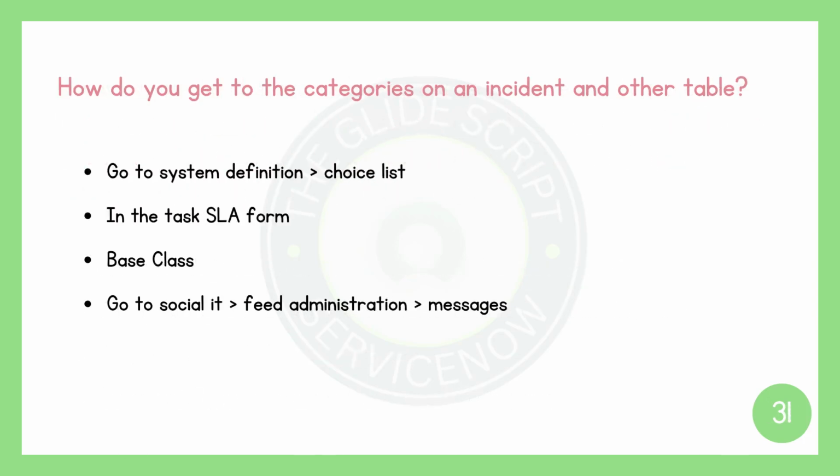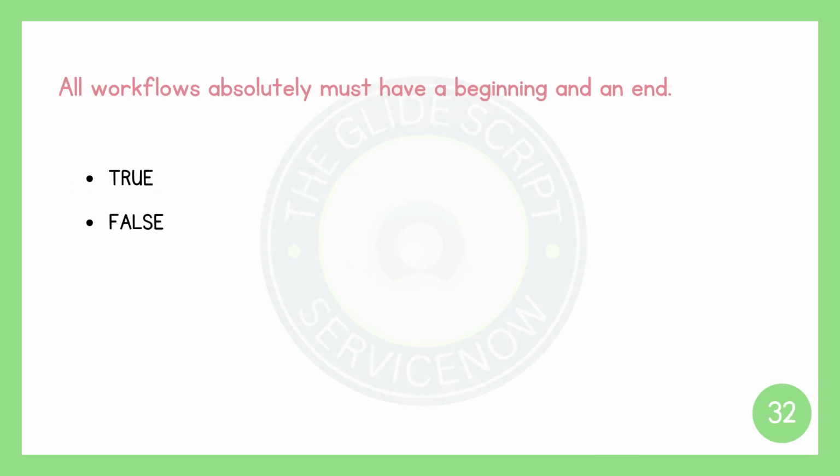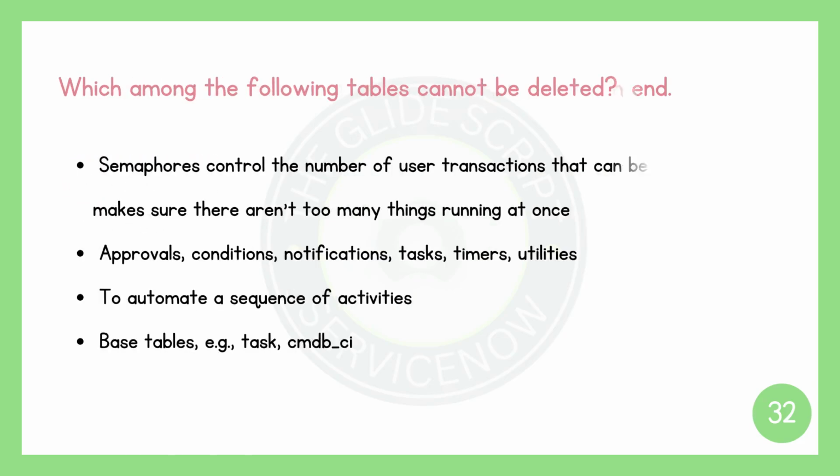Next question is how do you get the categories on an incident and other table? And the correct option is go to the system definition and then choice list. First option is the correct one. Next question is all workflows absolutely must have a beginning and an end. Is it a true or false statement? It is a true statement because in ServiceNow all workflows must have a defined start and end point.